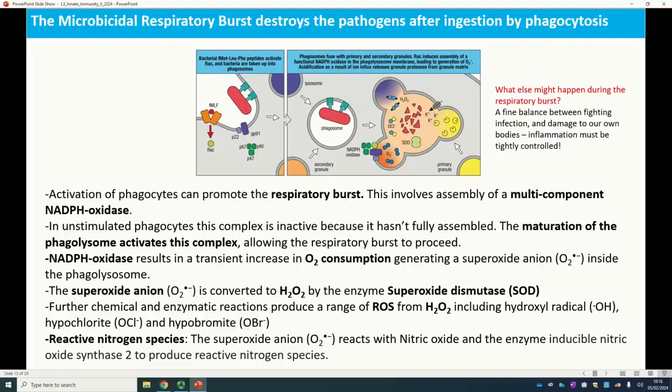Yeah, exactly. So it's a really fine balance between fighting the infection, but also preventing damage to our own tissues or to neighbouring cells, like you just mentioned. So for that reason, inflammation really has to be tightly controlled. Ideally, inflammation will be localised, but we need to make sure it doesn't run away, because otherwise we risk damage to our bodies, as you just said.